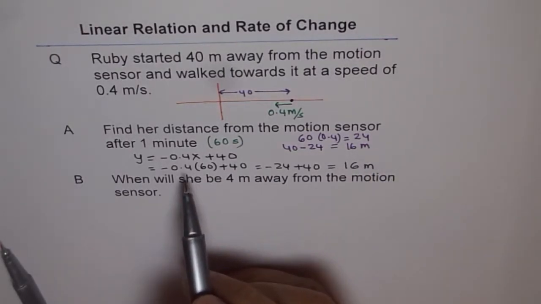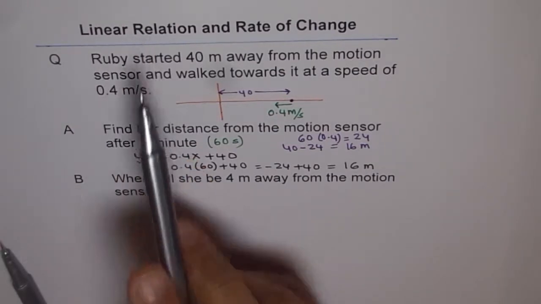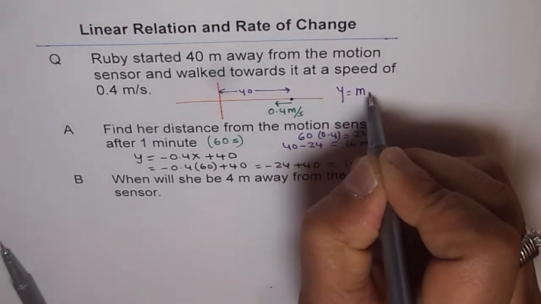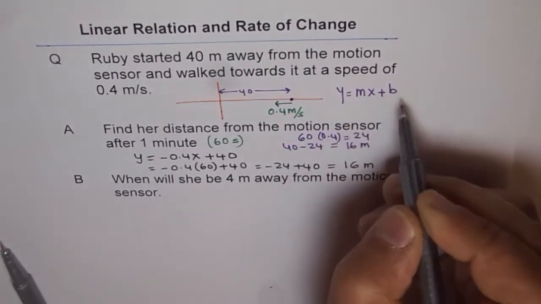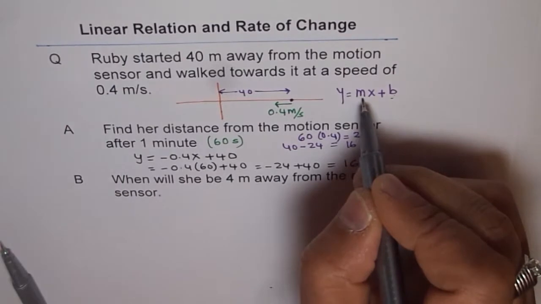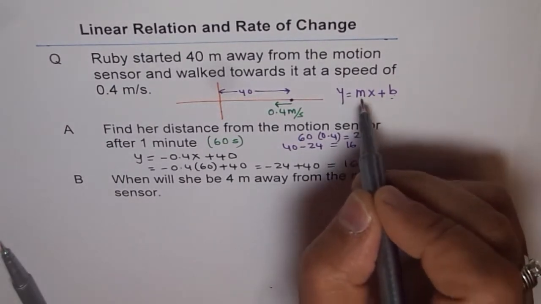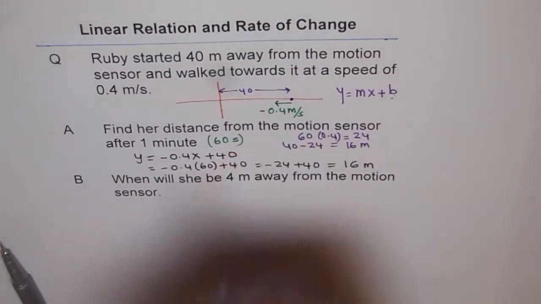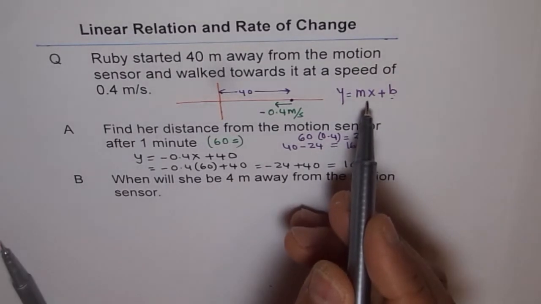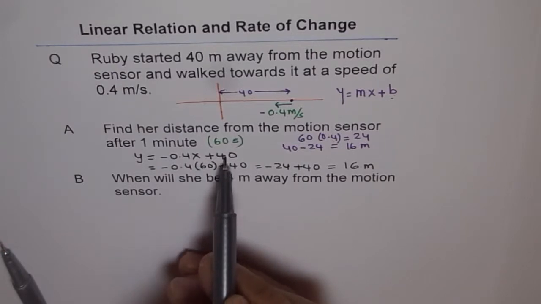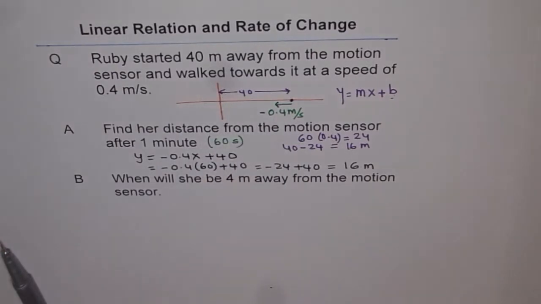So what we did here, we actually applied a linear relation. Linear relation, the equation is of the form y equals mx plus b, right? Where b is your initial value of 40. m is slope or speed or rate of change. Now since you are approaching, we'll put a negative sign with this rate of change. And so we get our equation. The equation is minus 0.4x plus 40 for the initial distance. I hope you understand completely both the methods, how to do it, correct?